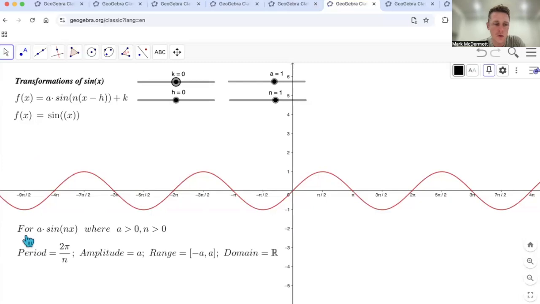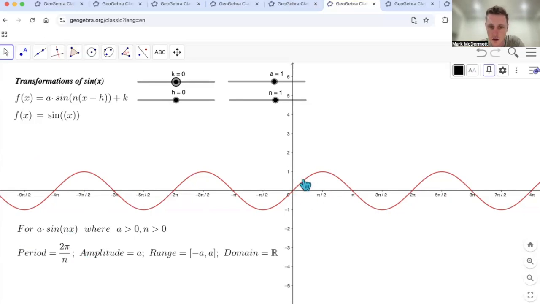Okay, let's just put some more technical language around things. So for some graph A sine nx, where we just don't think about horizontal and vertical translations for now, where A is greater than 0 and n is greater than 0, the period is 2 pi on n. What that means is the period is the distance across the x-axis it takes to complete one full cycle.